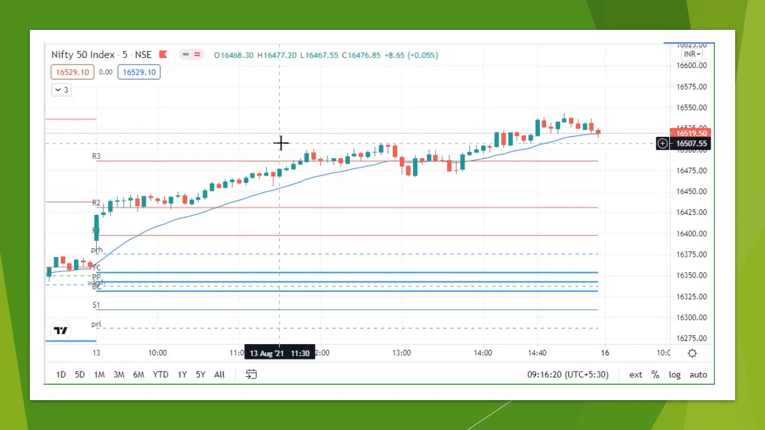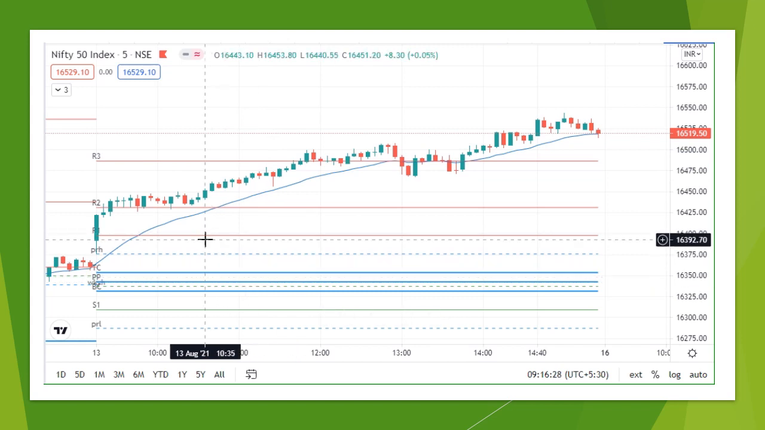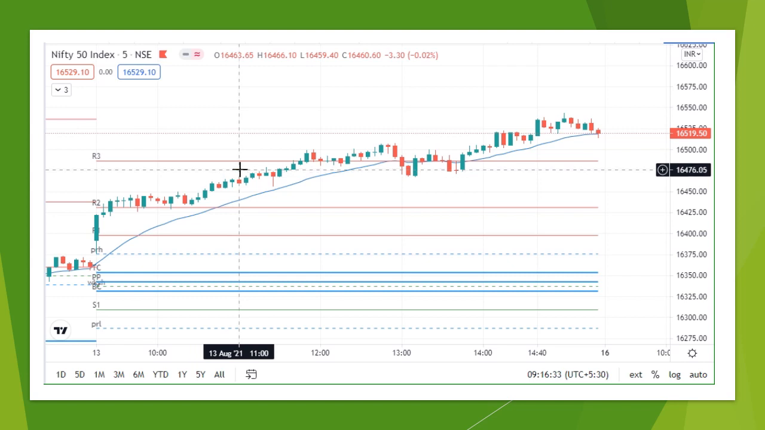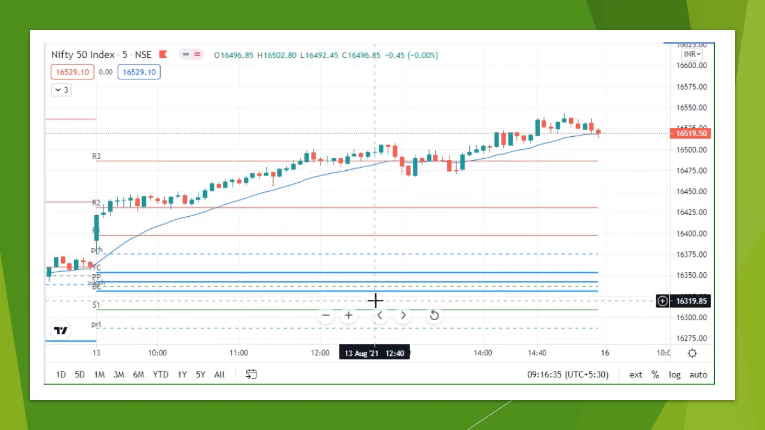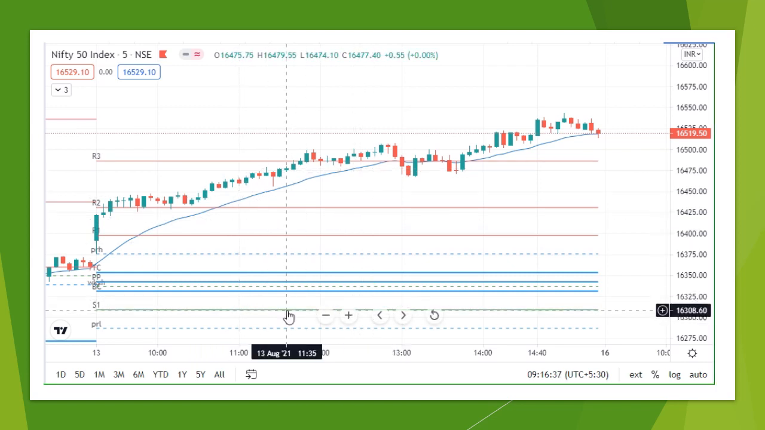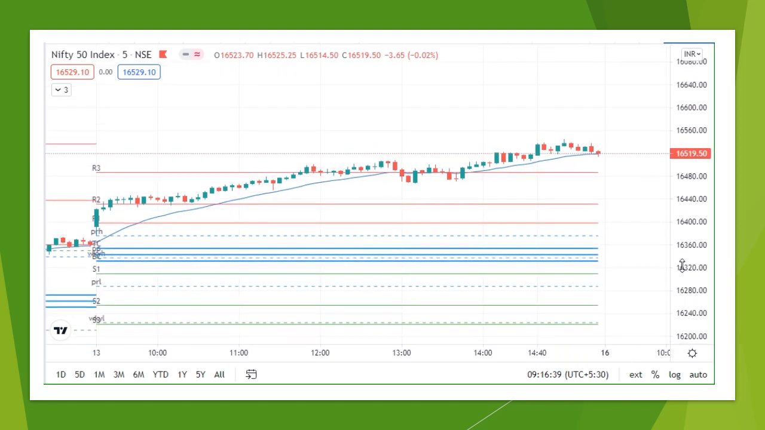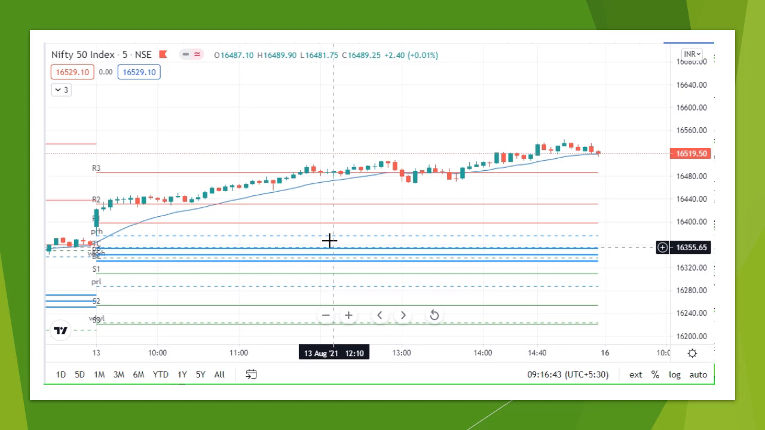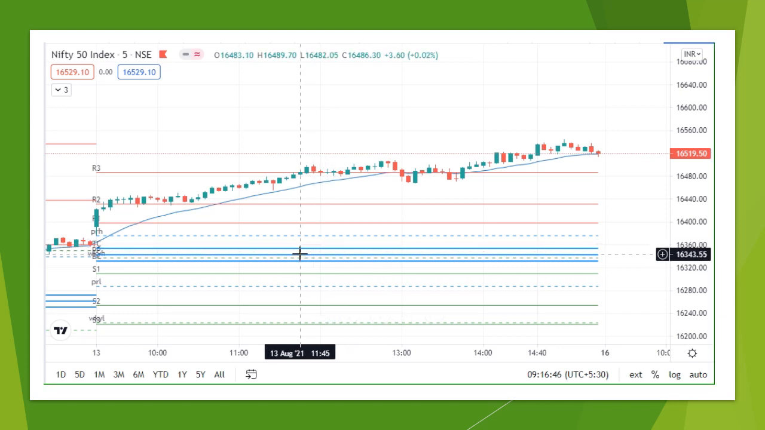This view of the chart is a bit different compared to the previous one. Here I have added a few levels. This is the pivot, this is resistance 1, resistance 2, resistance 3. Likewise, we can add support 1, support 2 and support 3. So this is the pivot point.